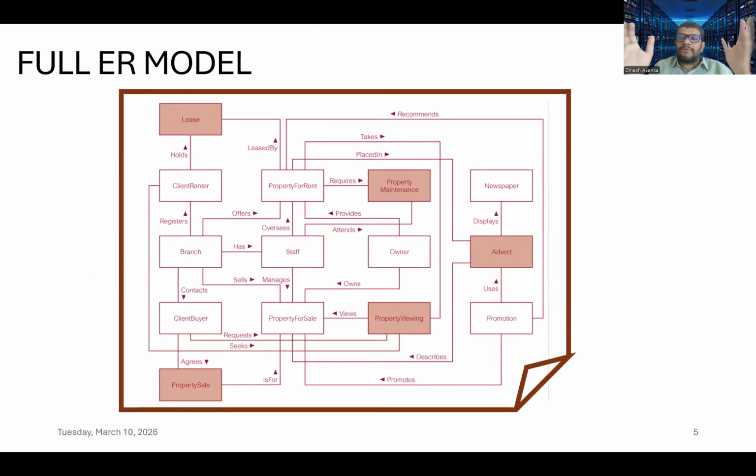If you look at an end-to-end ER model in a standard relational system or operational system, you can see a large number of tiny tables, large tables, and combinations of multiple tables. This is for property management. You can see the highlighted ones are related to events. Property maintenance, property viewing, advertisement, sales, and leasing are the main events in this relevant ER model.